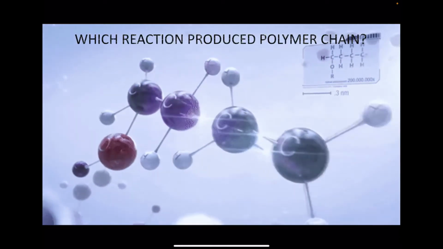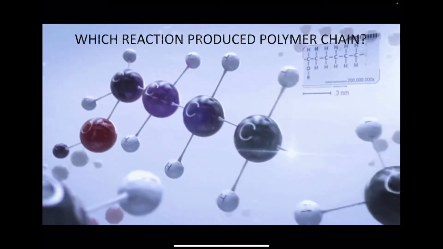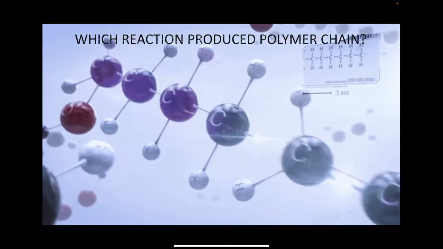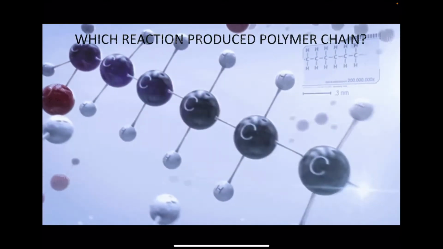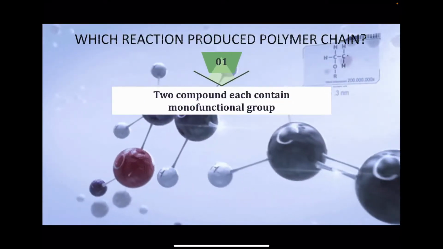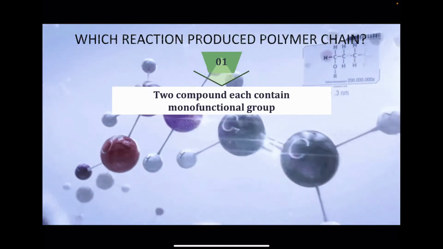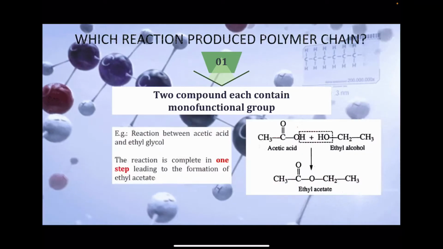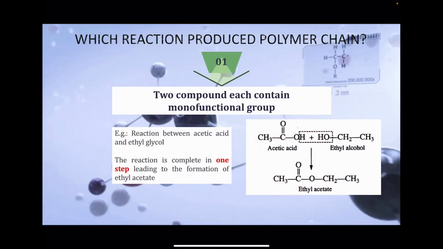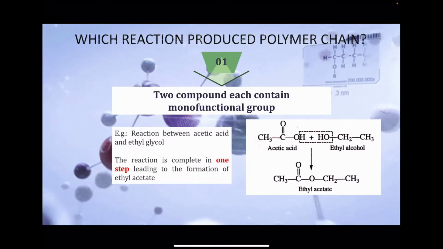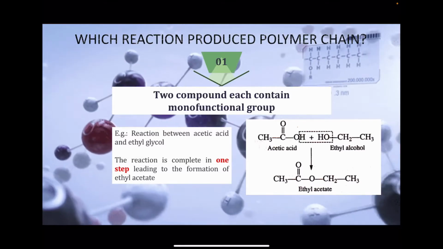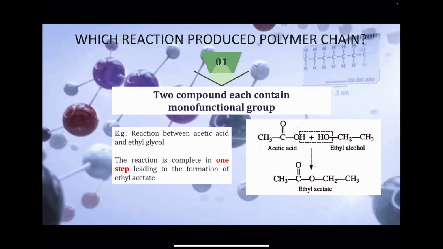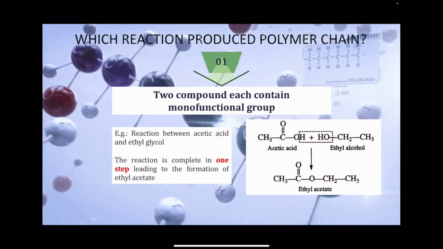Then, students should know about the reactions that can produce a polymer chain. So, which reaction will produce the polymer chain? The first is the reaction between two compounds which each contain a monofunctional group. For example, the reaction between acetic acid and ethyl alcohol. The reaction is complete in one step, leading to the formation of ethyl acetate.